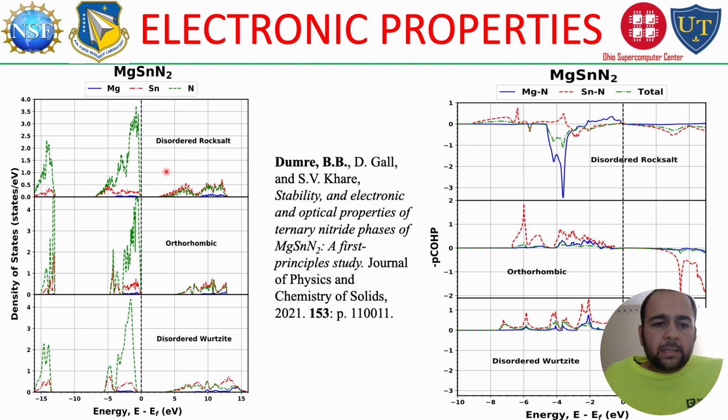Similarly, we have also calculated density of states and COHP curves for magnesium tin nitride. We have found that in all three crystal structures, nitrogen is dominant just below the Fermi level in the valence band area. In the COHP curve, we found an anti-bonding state at nearly minus 4 electron volts below the Fermi level, and this clearly tells us that the formation energy for the rock-salt crystal structure is higher, which is what we saw in one of the earlier slides.